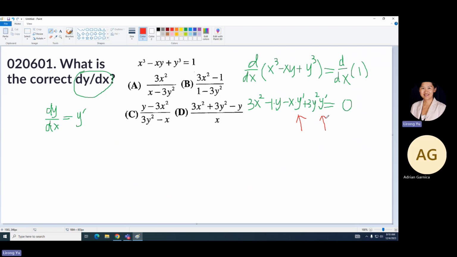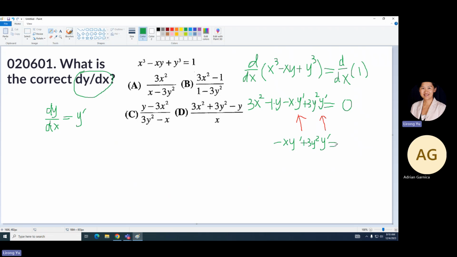So in order to find the formula for y prime, we have to move all the terms that have y prime to the left, and leave the ones that have no y prime on the right. So it's going to be negative x plus 3y squared, times y prime.